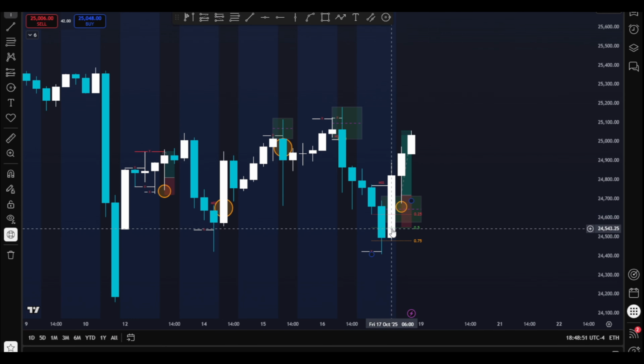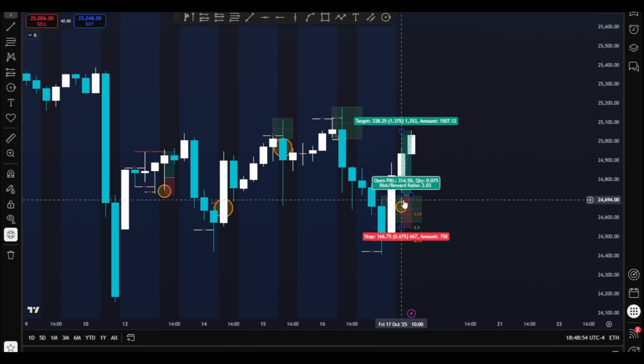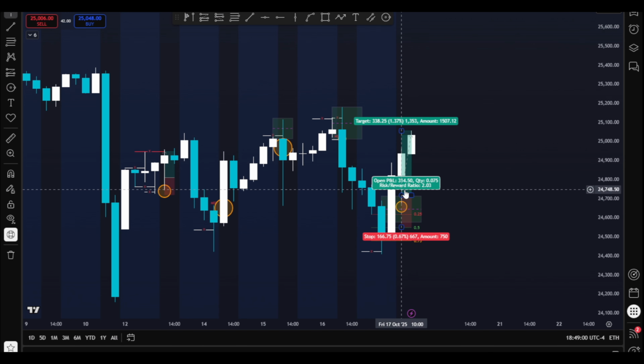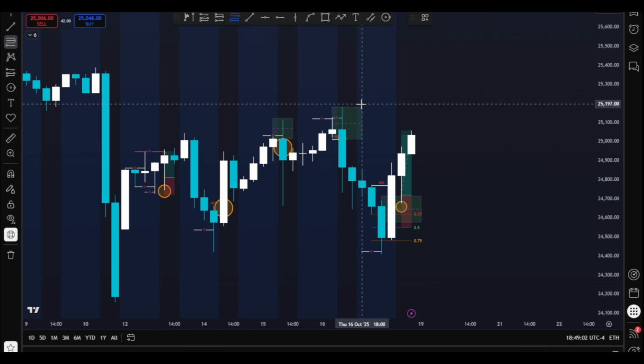50% closure. There's a market structure shift within a lower time frame that you can zoom down, and then you look for some sort of PD array for re-entry, right? Same thing here.